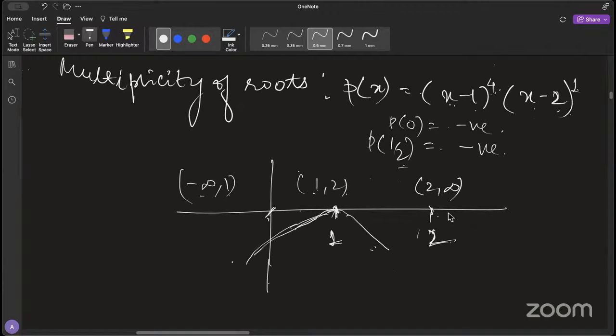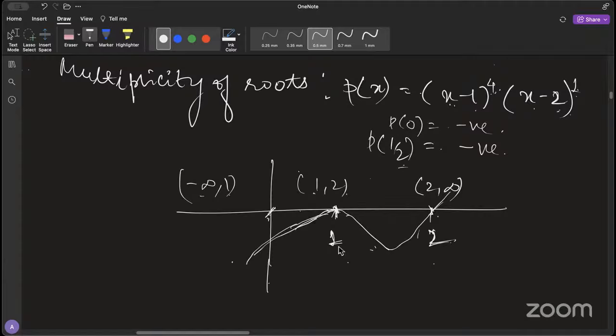And then at 2, the multiplicity is odd. That means it's going to cross. That's very obvious. You don't have to check the sign here because it's going to be this only. You can simply take this thing, right? And can someone tell why we don't need to check the sign here, between 1 and 2? For confirming things, you can check the sign.